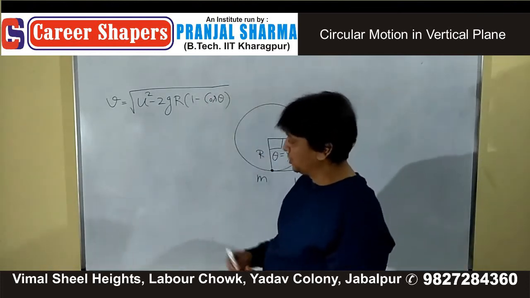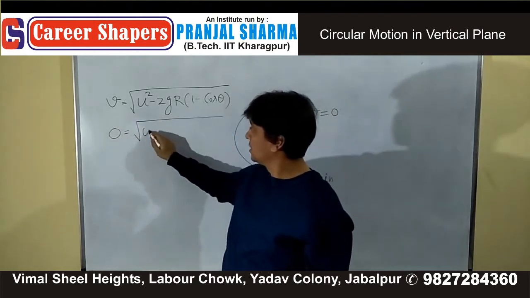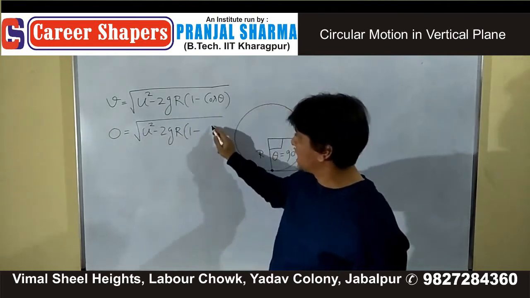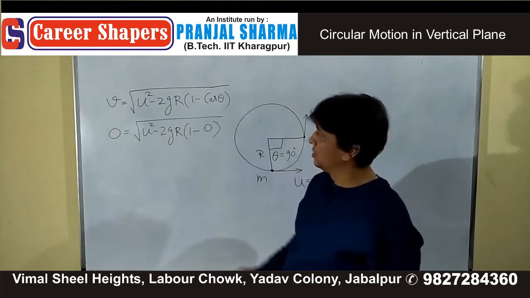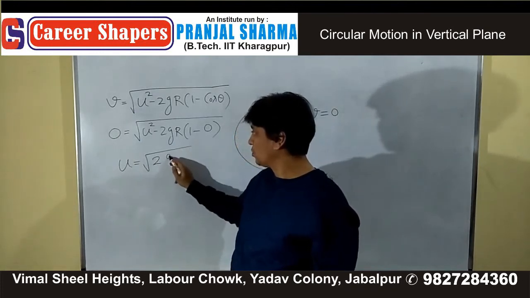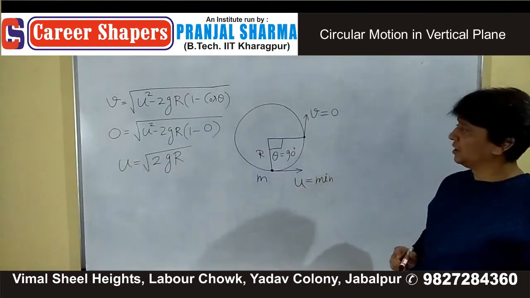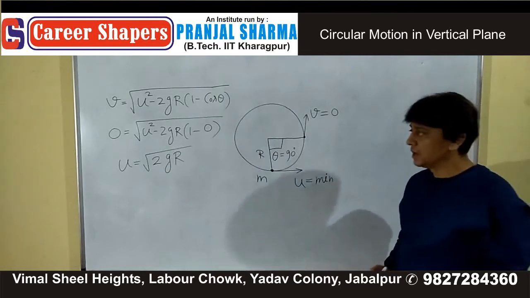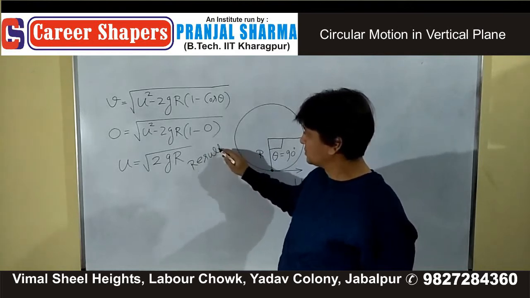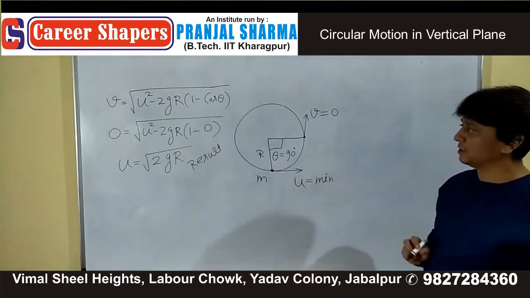Let's put these values in this equation. V is 0, root over U square minus 2gr into 1 minus cos 90, which is 0. Shift the root and you get U as root over 2gr. This is the minimum velocity to complete 1/4 circle and is also a good result. Just write down like this. It's an important result. Root 2gr is the minimum to complete 1/4 circle.